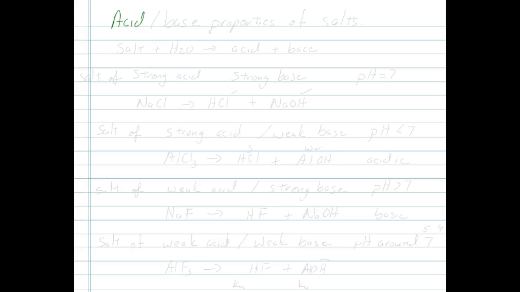Lesson on acid-base properties of salts. Sometimes when you take a salt, an anion and a cation, an ionic compound, and you put it in water, it will be acidic, sometimes basic, sometimes neutral, sometimes about neutral. You can predict this based on the nature of the parent acid and parent base.